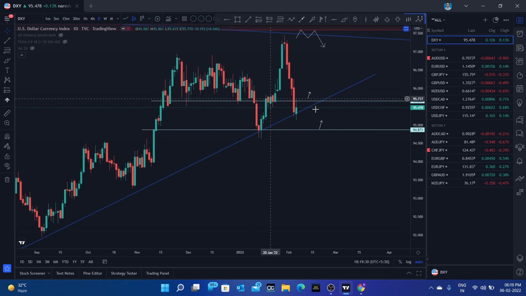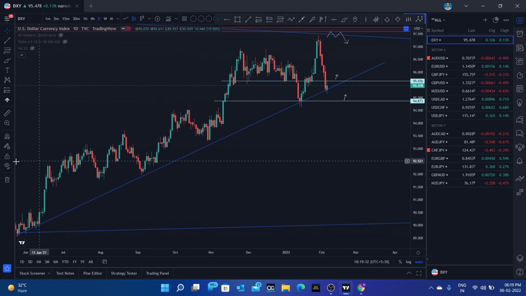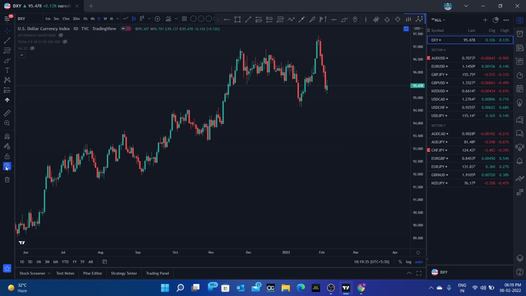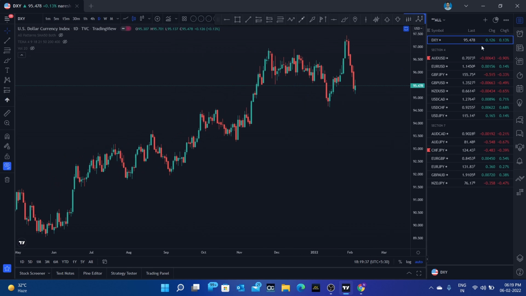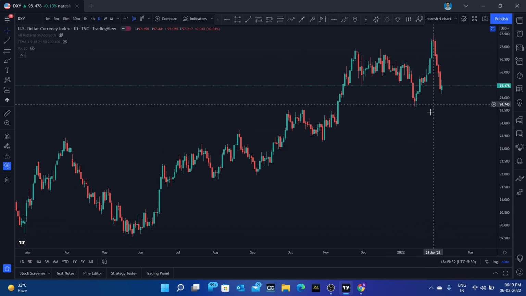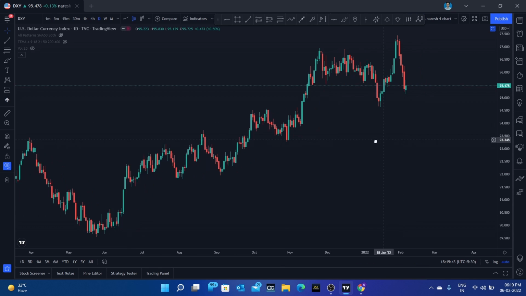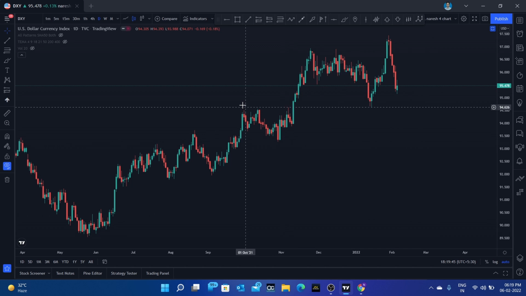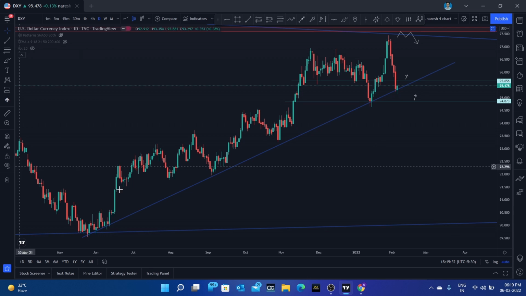Okay, so let's go with the DXY, guys. So in DXY we can see here in the 1 day time frame, we are still in a higher high formation, which is a proper uptrend as well. So I'm looking bullish on DXY, guys. And if we draw the trend lines, we can have the trend line around this area, so it is respecting the trend line as well.